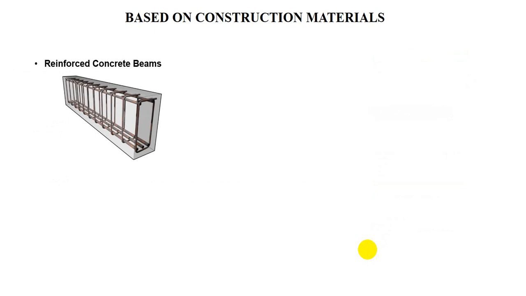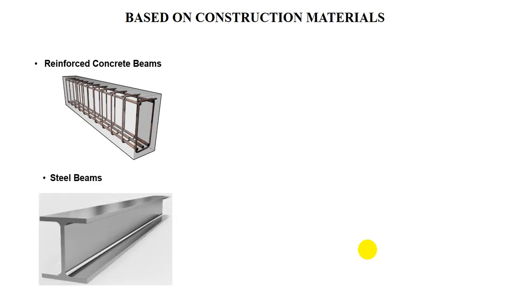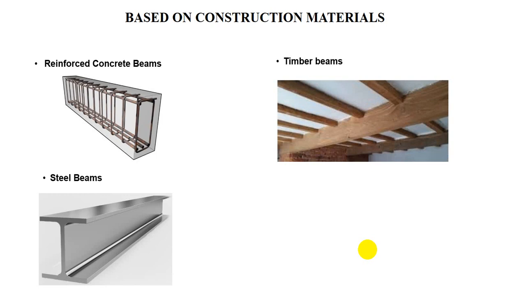First of all, the reinforced concrete beam. This type of beam is constructed using concrete and reinforcement. And steel beams are ready-made beams used for steel structures, constructed using steel.